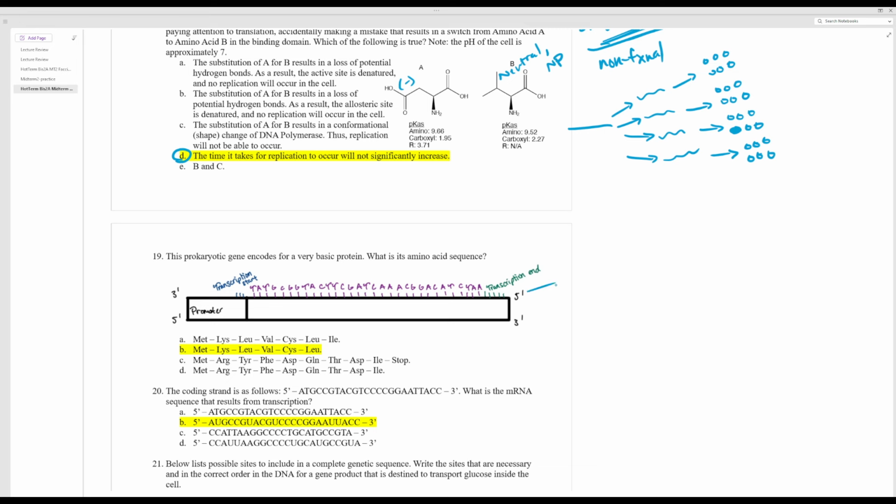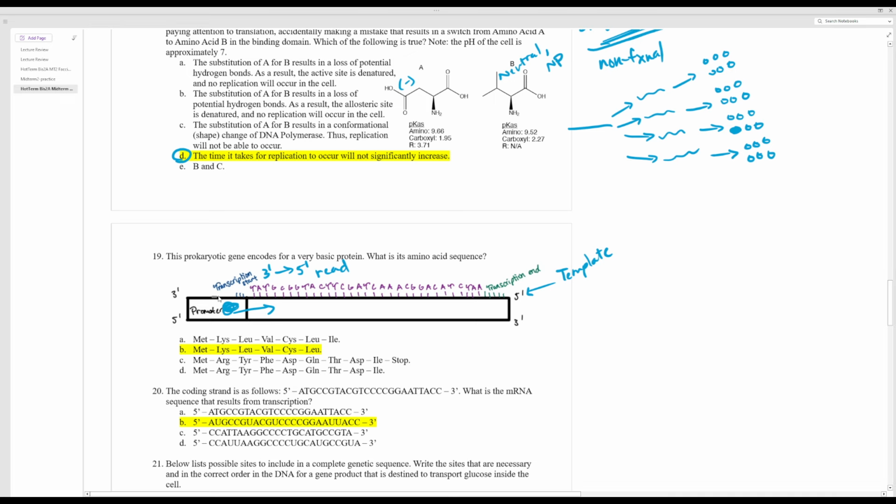That makes this, all right, say it with me, template or coding. It is 3, 2, 1. The template strand, because RNA polymerase will start here and move this way. And what is it doing? It's reading 3 prime to 5 prime, right? That's what it's reading, which makes this top strand the template strand, because that's the strand it's actually reading.